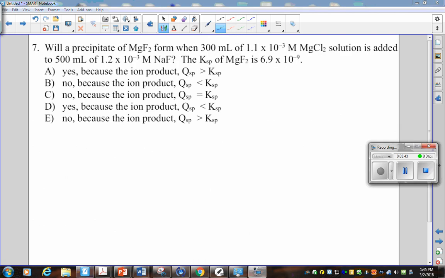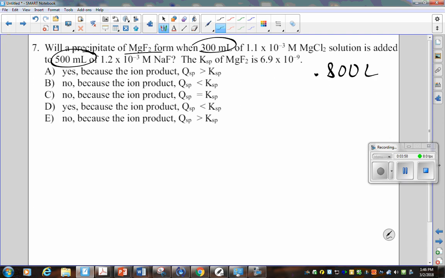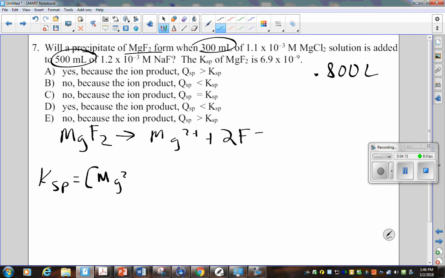So second one, if you look right here, I have MgF2. I have 300 milliliters and 500, so my new volume is going to be 0.8 liters. The first thing I'm going to do is write out the equation. MgF2 is going to break into Mg2+ and 2F-. After that, I write my expression. KSP is going to be equal to Mg to the first, F- to the second. All I do is take the coefficients, and they become exponents.